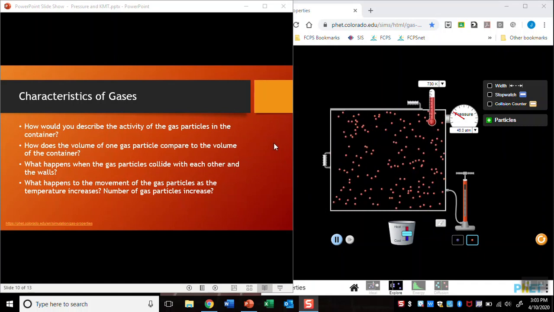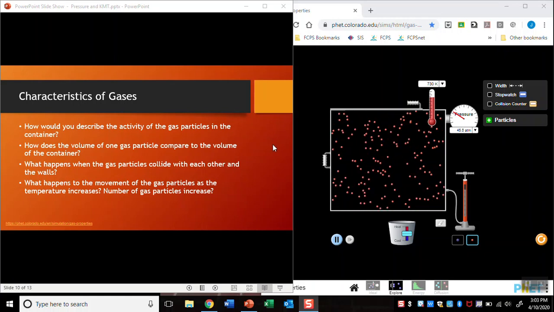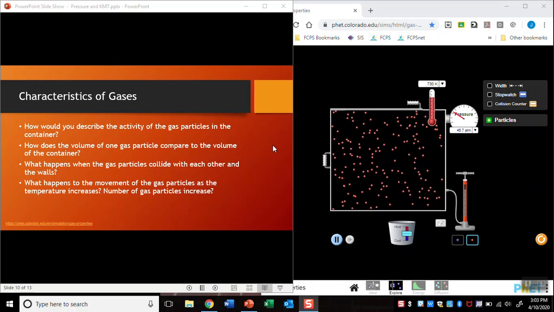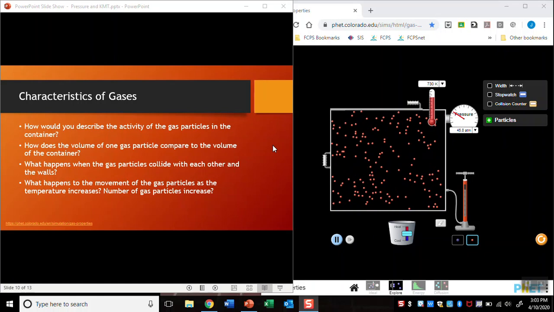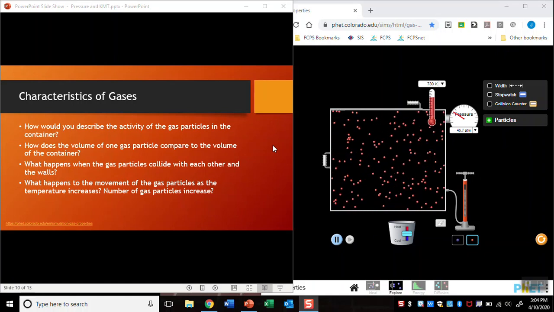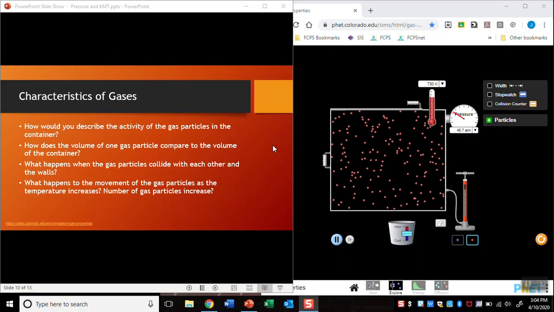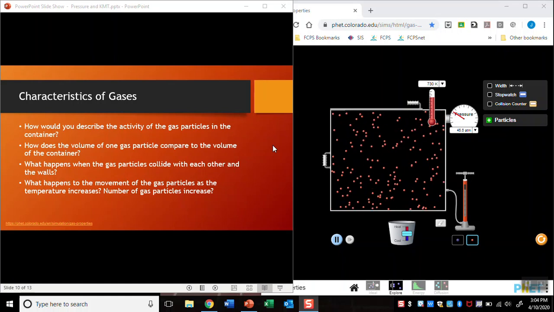So the 4 questions I want you to think about is: how would you describe the activity of the gas particles in the container? How does the volume of one gas particle compare to the volume of the container? What happens when the gas particles collide with each other and the walls? And finally, what happens to the movement of the gas particles as the temperature increases? And what happens to the movement of the gas particles as the number of gas particles increase?